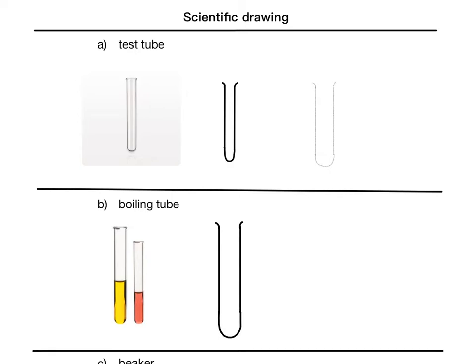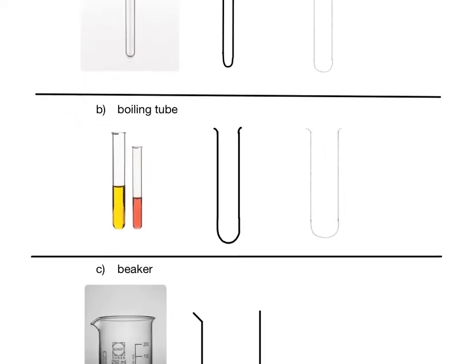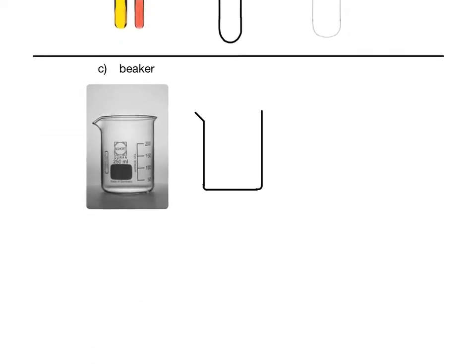Okay, so similarly for a boiling tube, again you can start from drawing two straight lines. Basically a boiling tube is similar to a test tube, usually a thicker one. So it's very hard to tell which is which if you're just talking about drawing. And then a beaker.